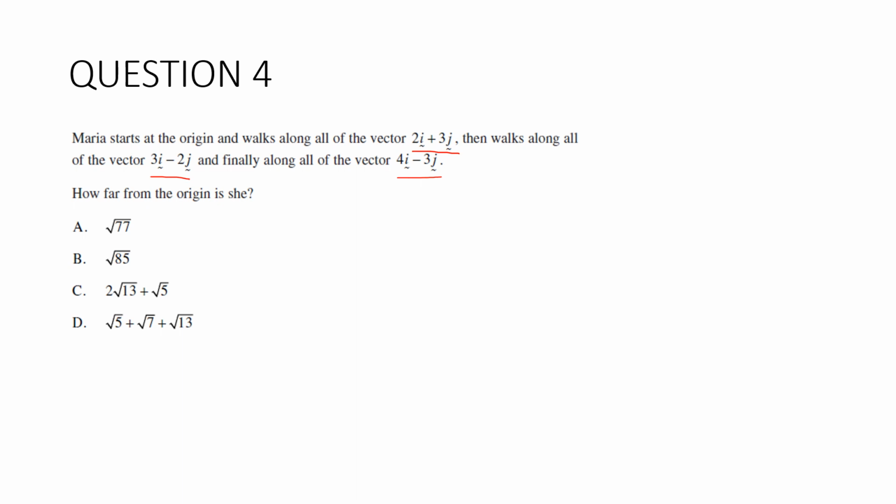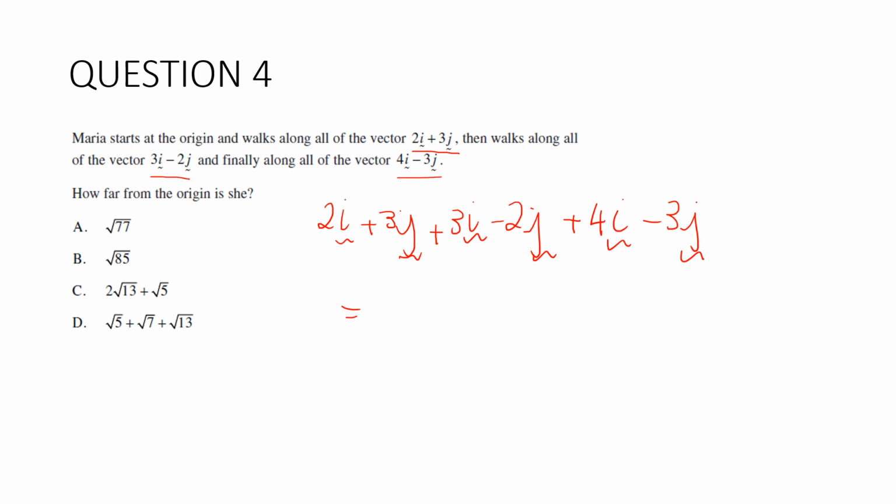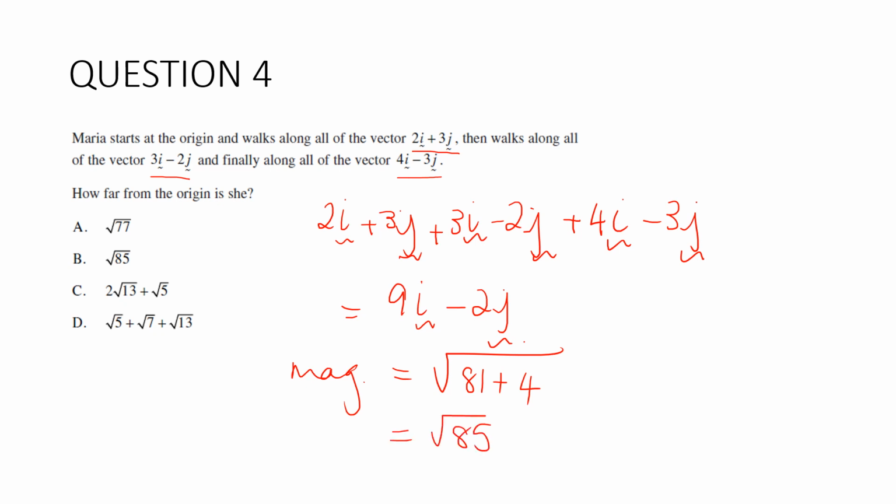Alright, so we want to add these vectors together. So 2i plus 3j plus 3i minus 2j plus 4i minus 3j, which will give me 2 and 3 is 5, and 4 is 9i, and then 3 minus 2 is 1, minus 3 is minus 2j. And now we want the magnitude of that vector, which will be equal to the square root of 9 squared plus negative 2 all squared, which is equal to the square root of 85. Our answer is B.